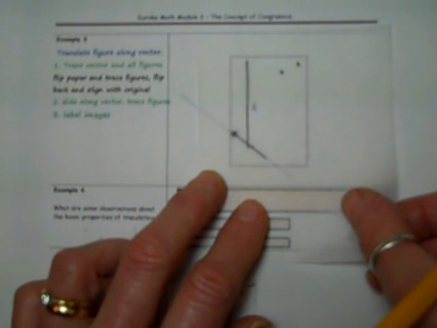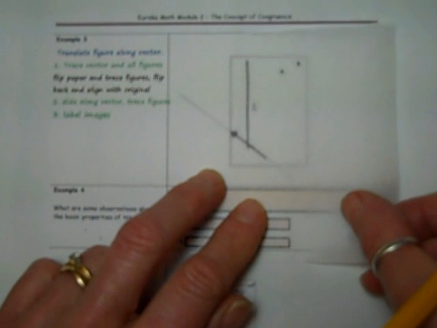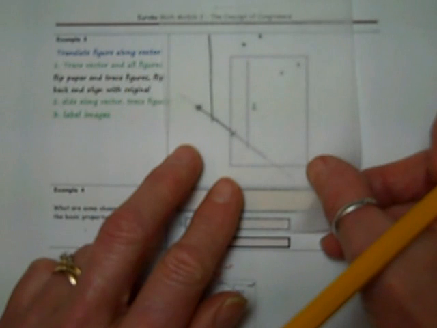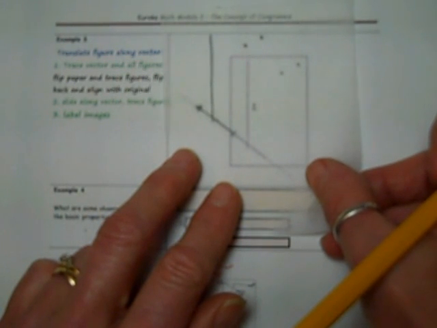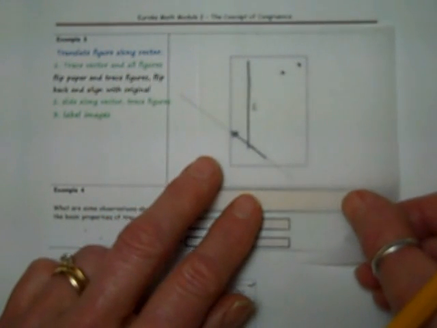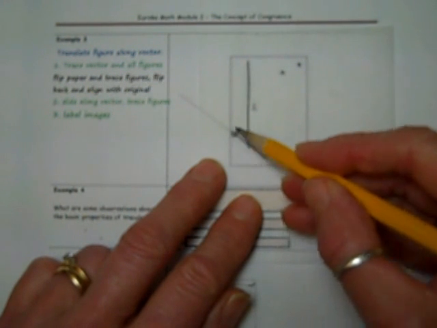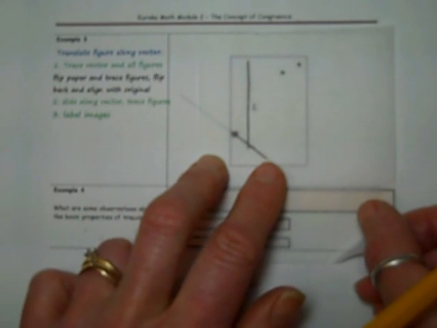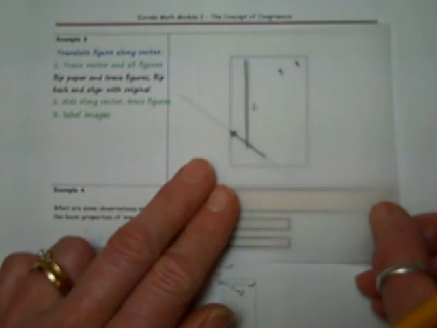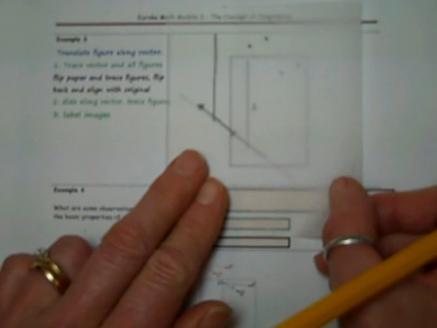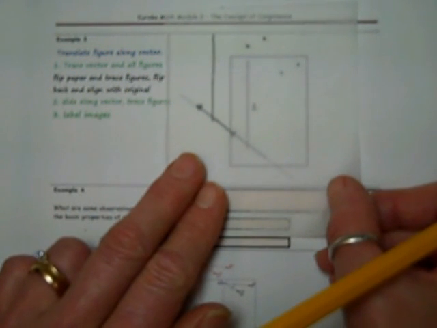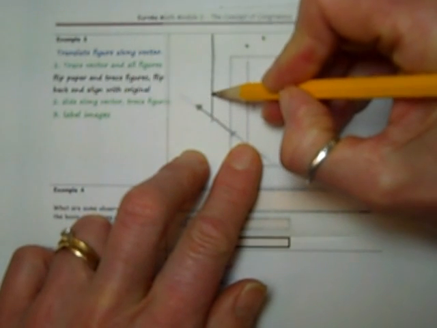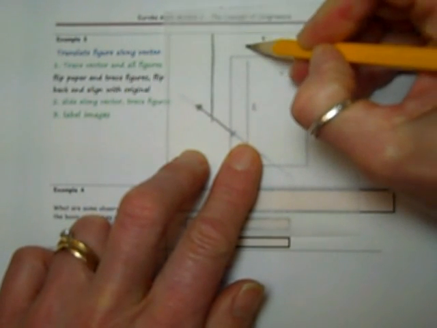Now you're going to translate the figure along the vector by moving it along the vector and placing the end point with the starting point. Again, this is your end point right here, and when you trace it along a vector, you're going to move it and slide the starting point to the end point. Then, carefully retrace the figure.